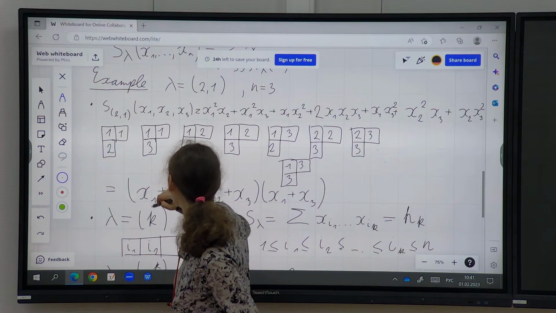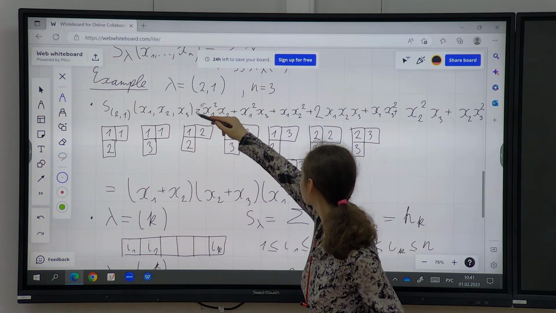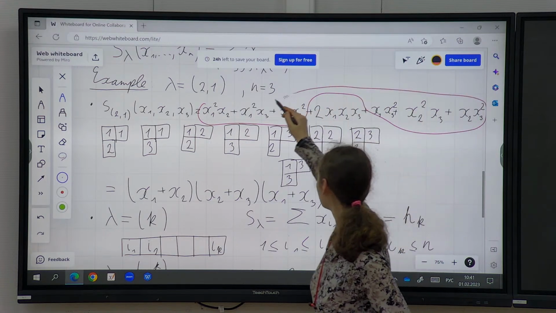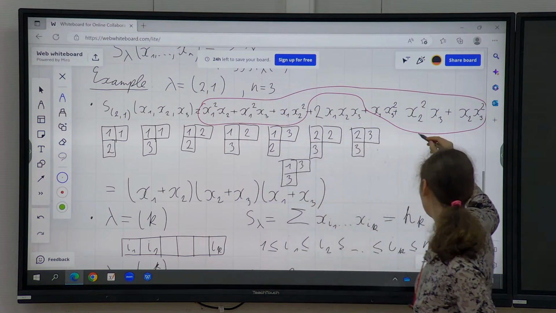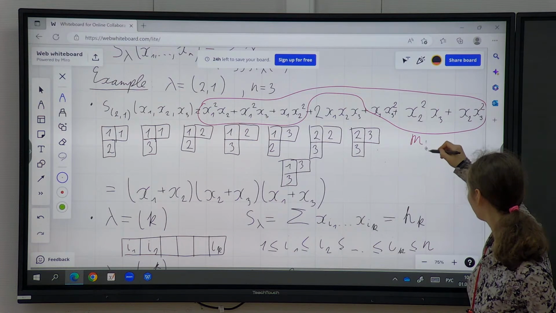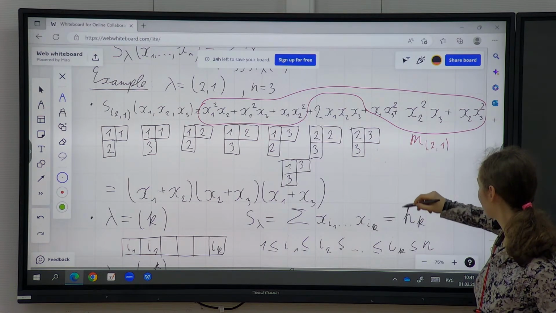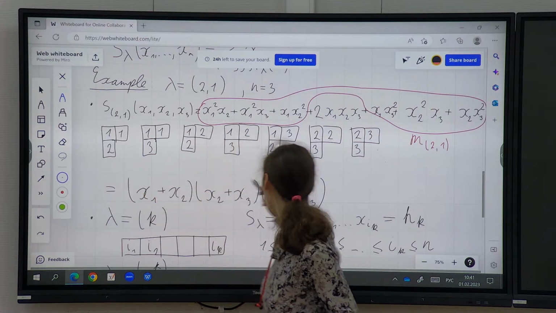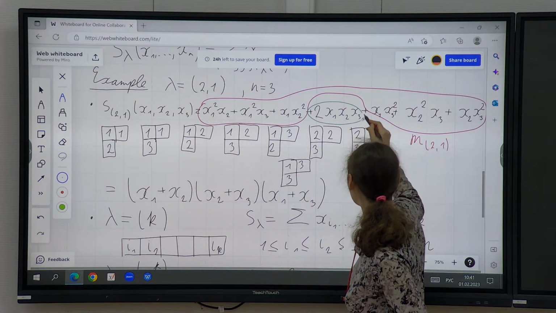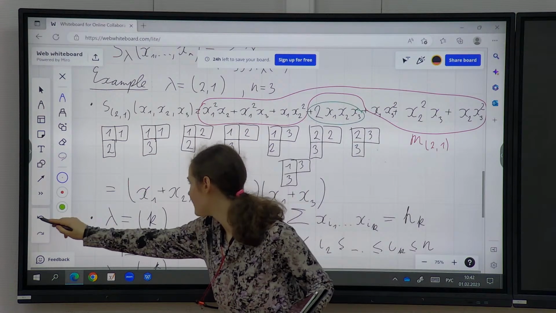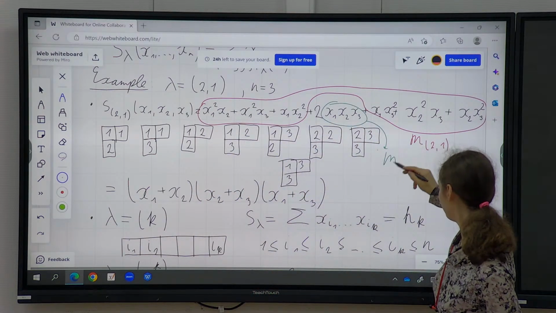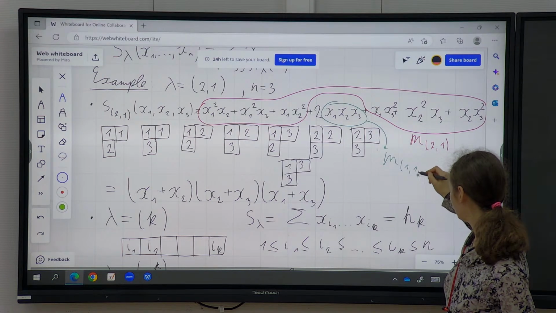Here this guy is m1 and this guy is m111.